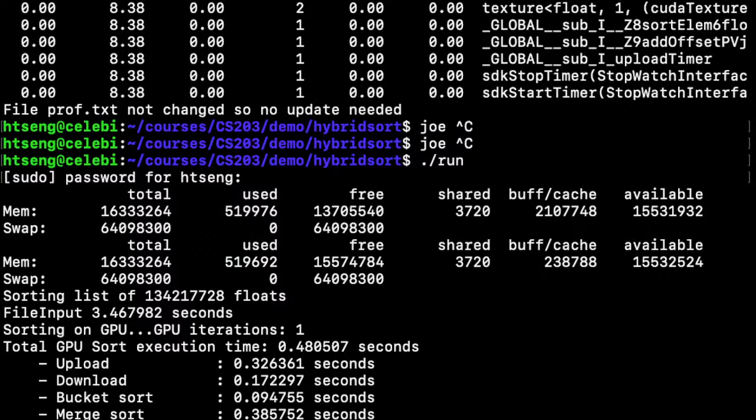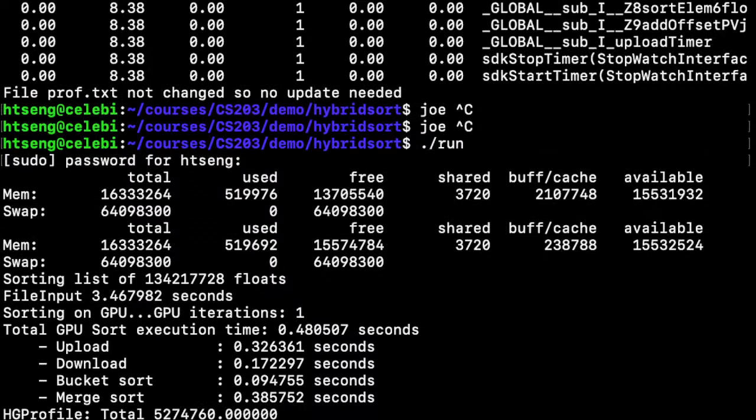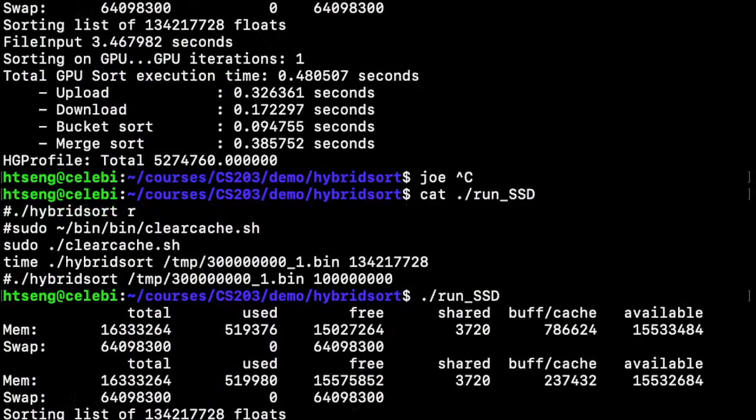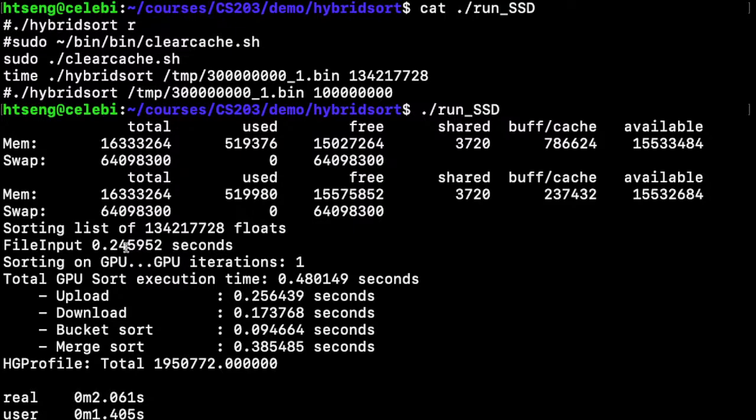So now, if you really want to make the file input better, as we introduced, there's something called SSD. So now I have another script, which I will run on an SSD, a 10 partition running on an NVMe SSD. And let's see how fast the SSD can help us. So, wow, with SSD, your file input is going down from 3.5 to 0.24 seconds. And the sorting remained the same, right? But the total process is now only 2 seconds.